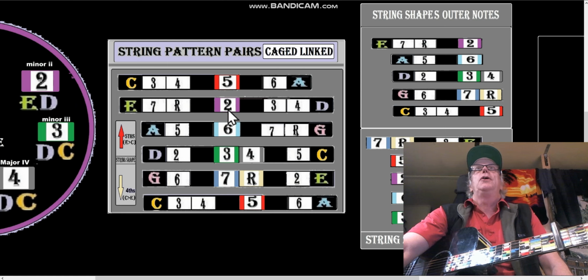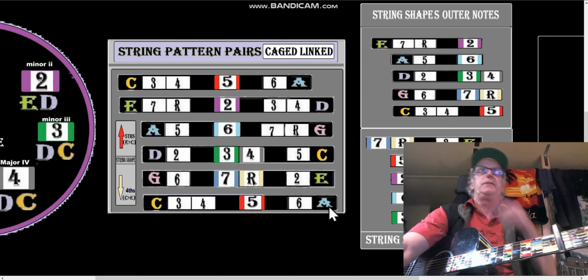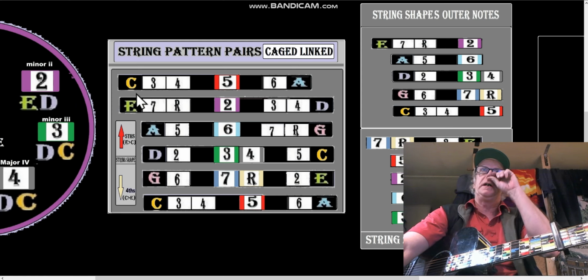E and D only share the second with each other. Remember, E shares the 7 root with the G, but E only shares the 2 with the D shape. So these are strings. String, string, string, string, string. Why are there 7 strings? Because I listed it twice here.